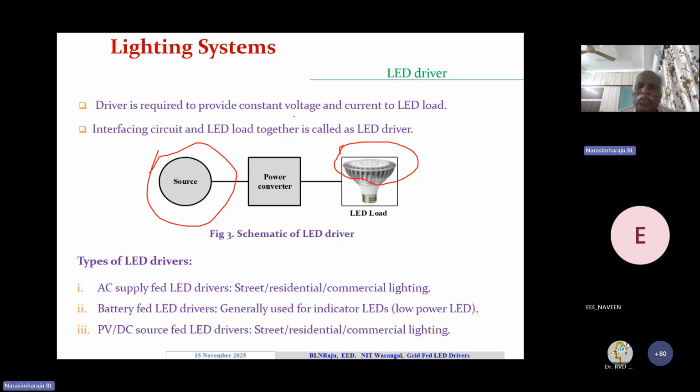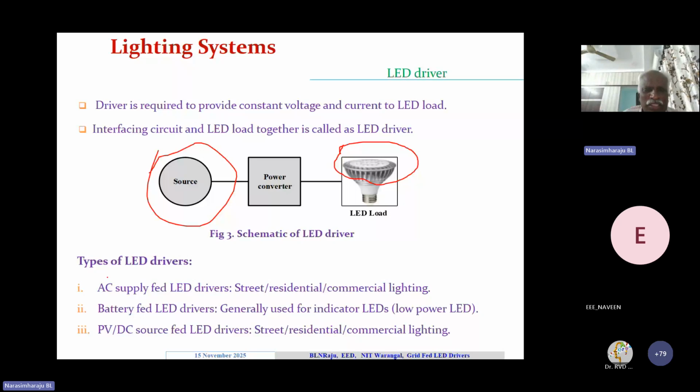Therefore, these lamps need a very stringent, regulated, constant voltage and current. That's one very, very important thing one should remember for designing a good driver circuit.